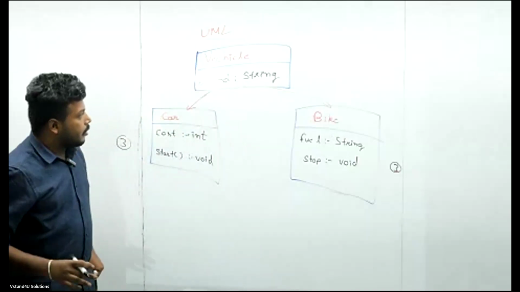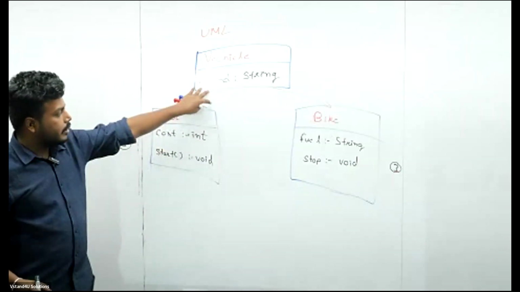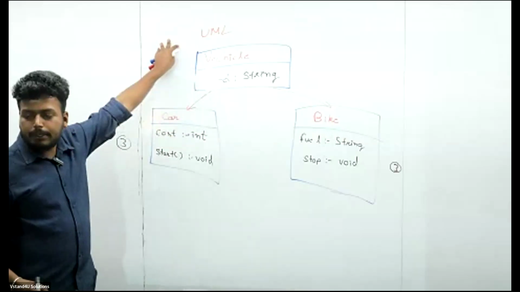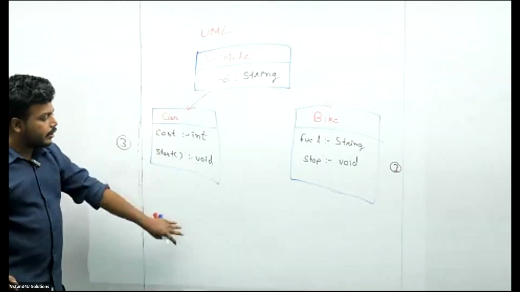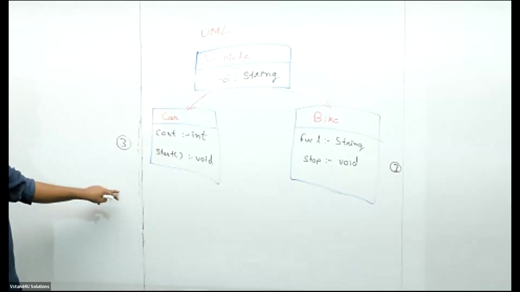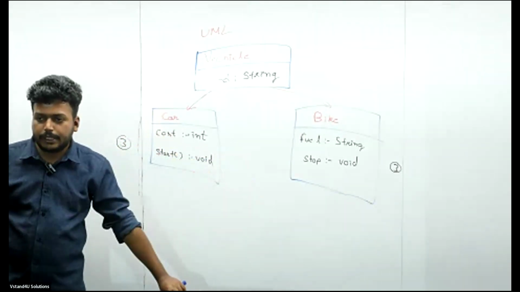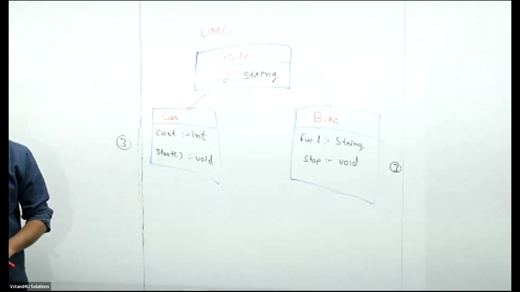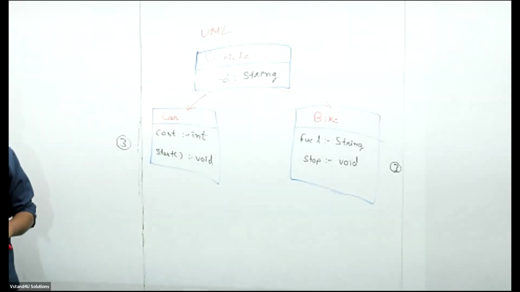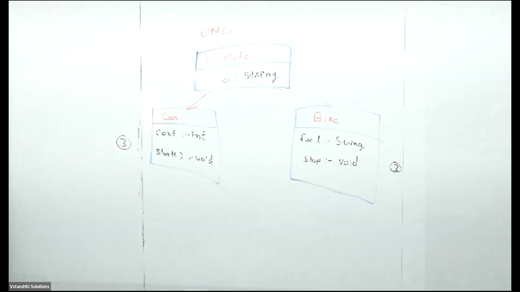Okay, now you have to create this program according to the UML diagram. Then you take another class as the main method. In main method, you create car class object also, bike object also, and show me the output. Understood? I will call a random person. You have to come here and execute this program.